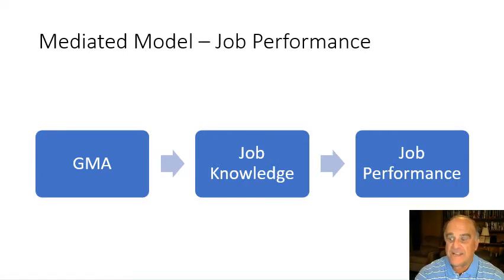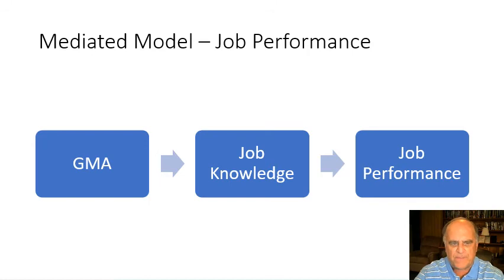Okay, so we talked about moderators, now we're going to talk about mediators. Another famous model is that general mental ability predicts job performance. But again, there's been a lot of research on that. In and of itself, it's not that interesting that general mental ability predicts job performance. But it gets more interesting when we start saying, well, what explains or mediates that relationship? What's in that black box?